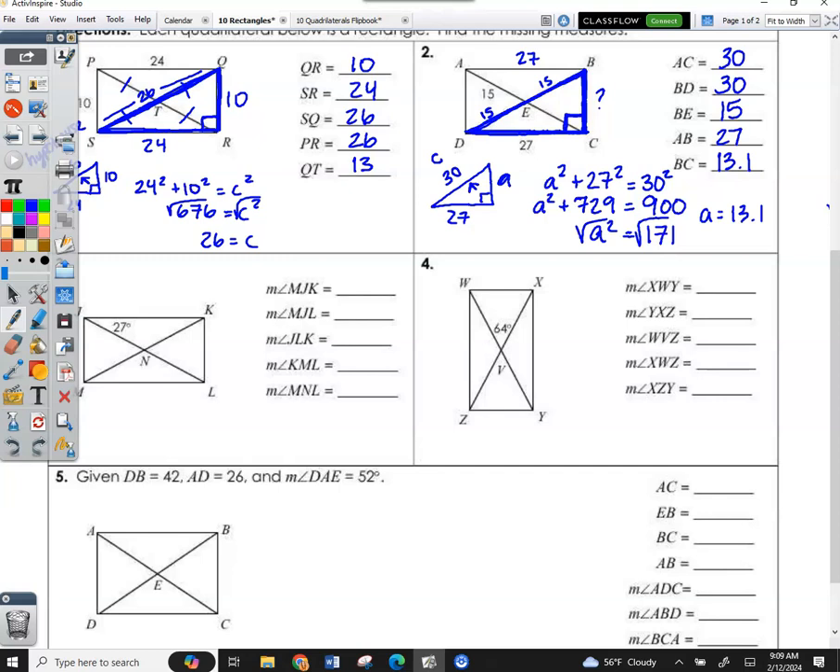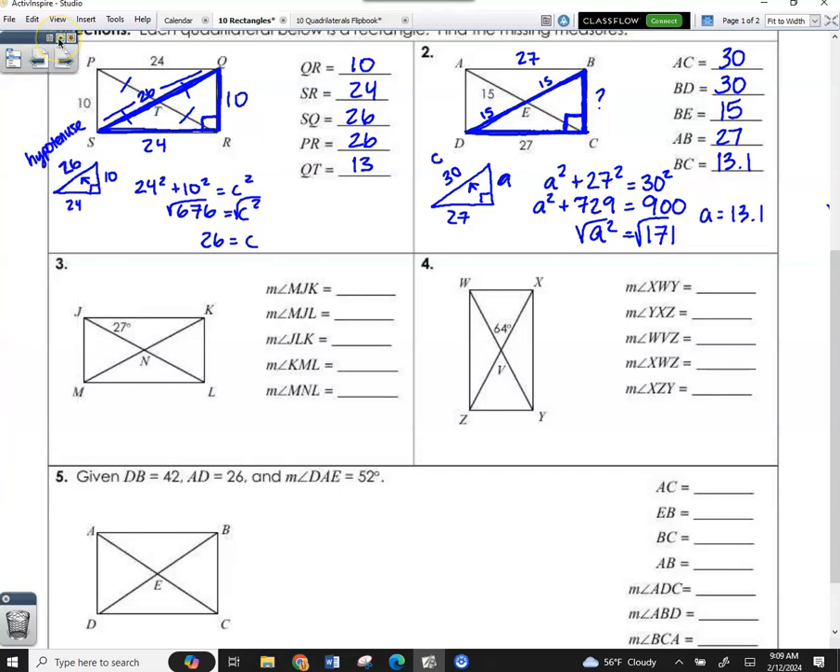Okay, so 1 and 2 practiced with the length of the diagonals and the sides. Let's practice now with the angles. 3 and 4 have to do with just angles. You're going to notice, look at this picture in number 3. This is crazy. I have a rectangle in front of me. They're only showing me one angle measures 27. Somehow I'm about to be able to figure out all of the other angles because of that one piece of information.